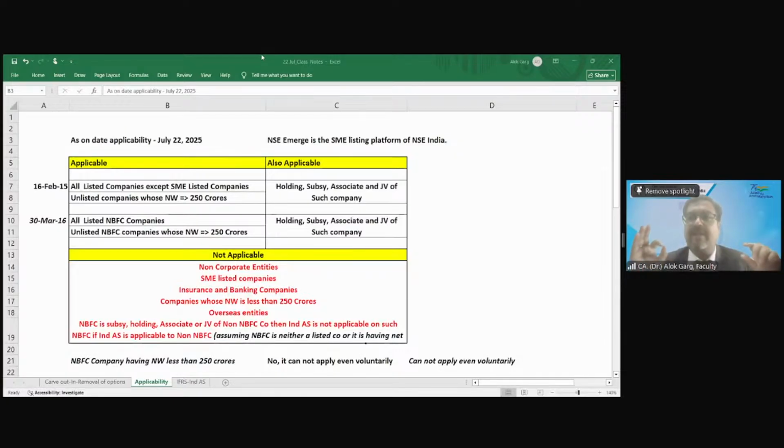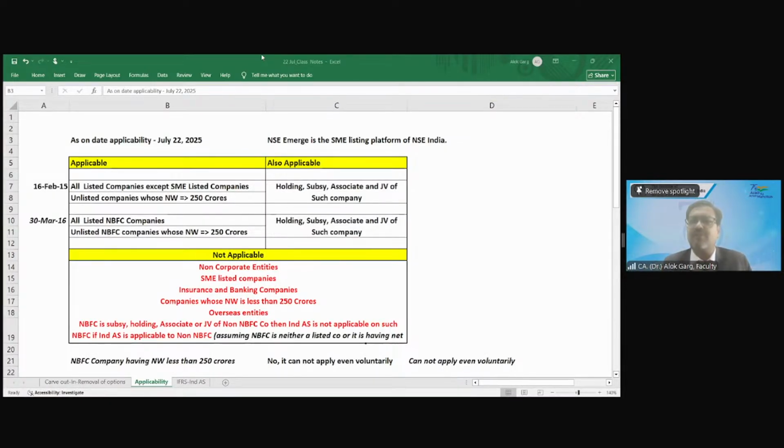Likewise, Ind AS was notified on 16 February 2015. There was a roadmap for implementation phase-wise. But today it is relevant to understand the applicability as of today. Which companies is Ind AS applicable to as of today? Is that clear? Makes sense?